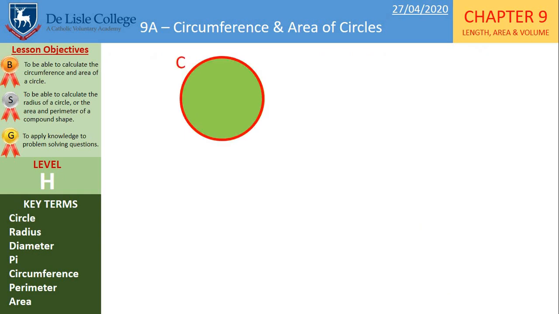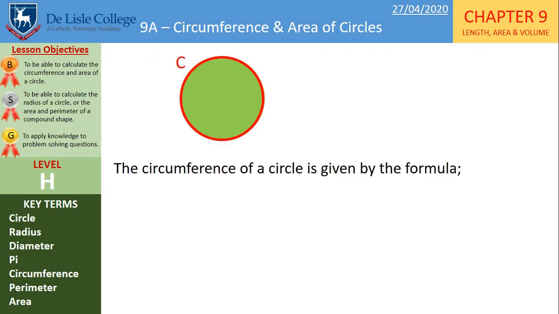So the circumference is the perimeter of a circle. And we've got this formula, C for circumference equals pi d. D is for the diameter, which you can see on the diagram. That is the length across the middle of a circle.